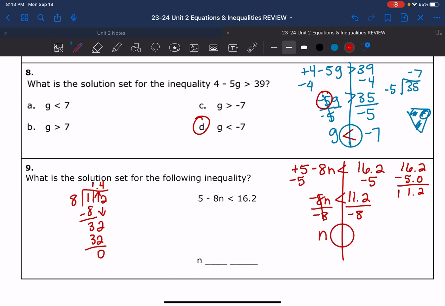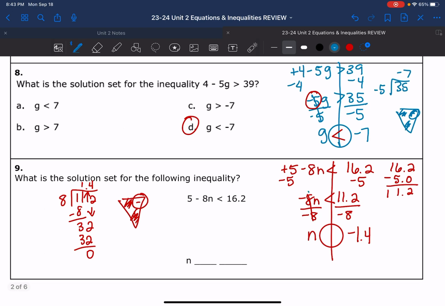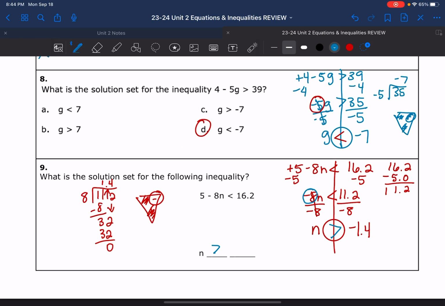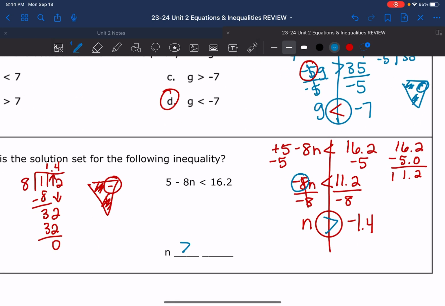Now, here is where we need our Dorito man, because I have a positive 11.2. I have a negative 8. That means my answer is going to be negative 1.4. Okay, now going back over here and looking, did I divide or multiply by a negative 8? Yes, or by a negative coefficient? Yes, I did. So my symbol flips. Okay, so that means here I'm going to have n is greater than negative 1.4.